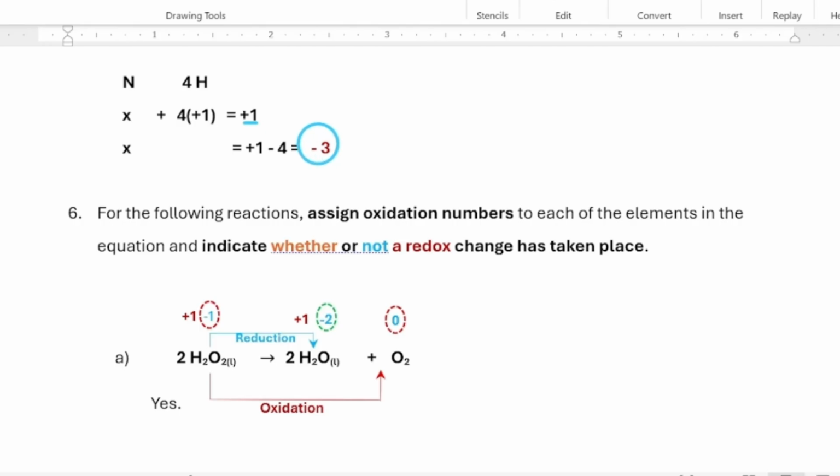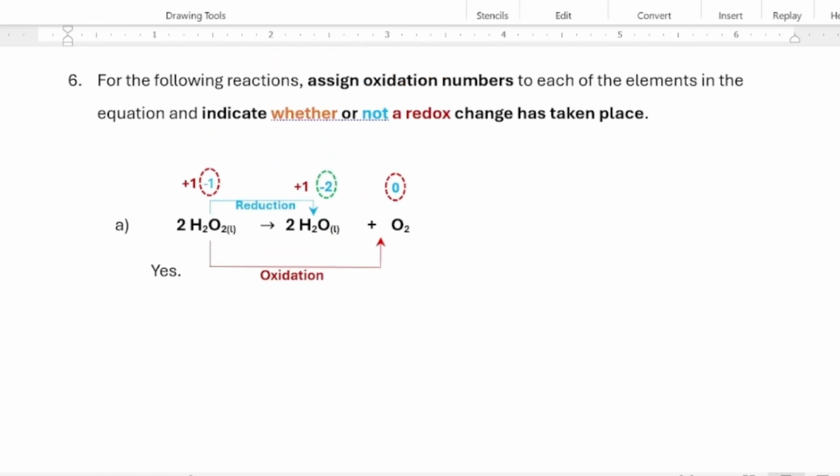The following activity involves determining whether or not redox reactions happen in the equations provided.